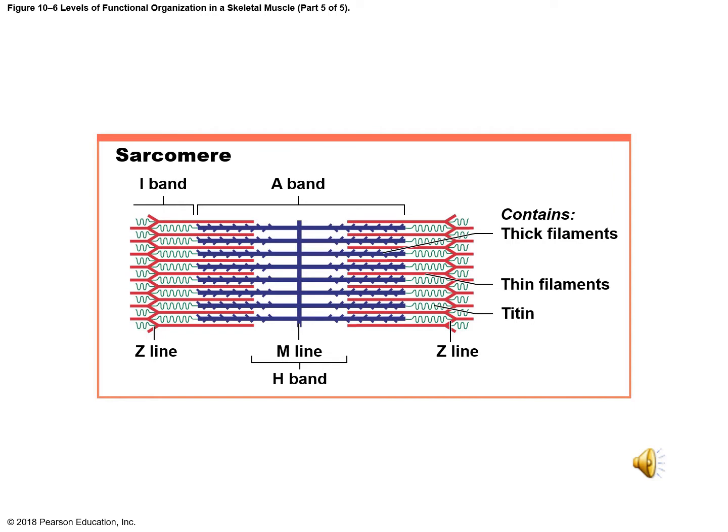You can see part of the I band extending to the Z line, and the I band will extend to the next sarcomere and be part of the next sarcomere. That is a lighter band, so the I band is the light band, and they both have I in them.